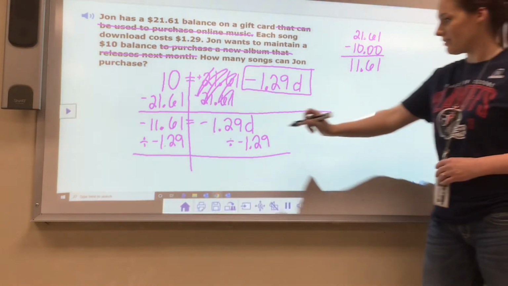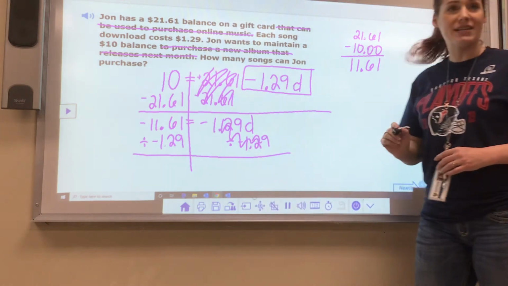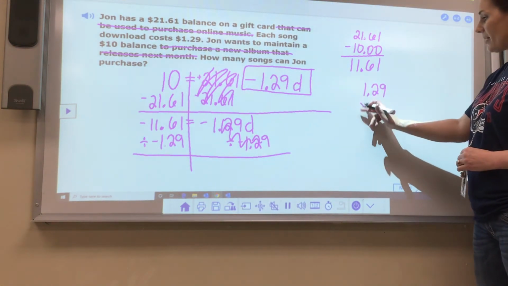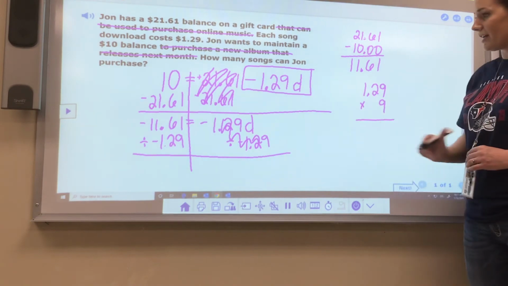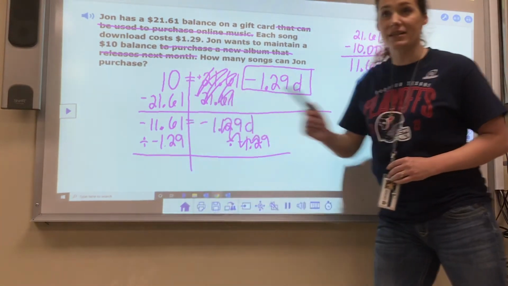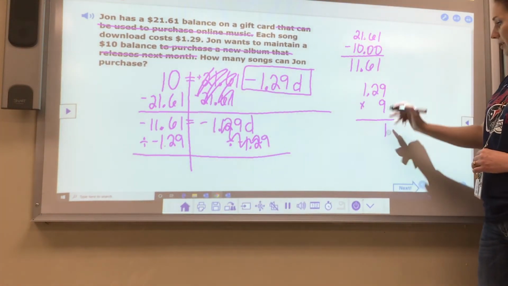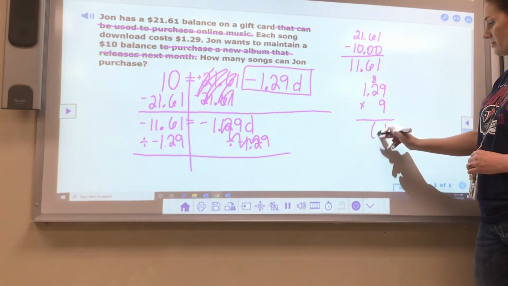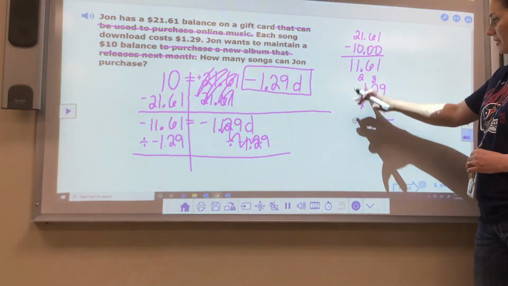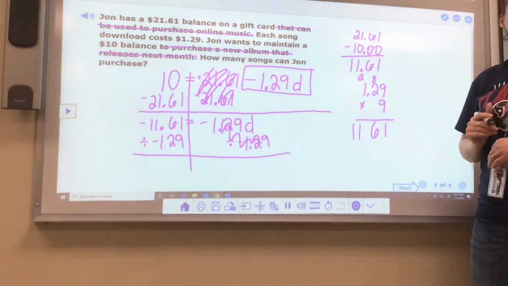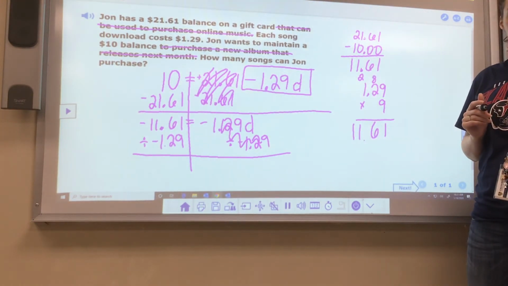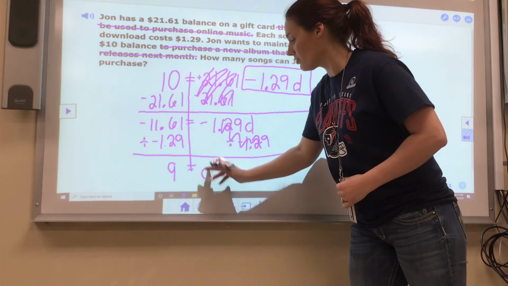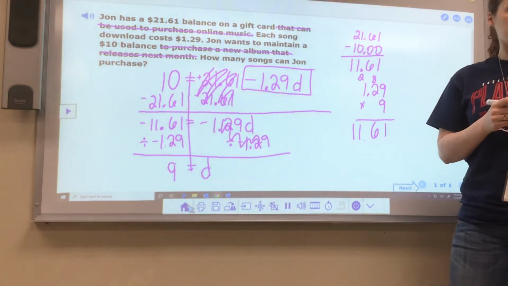It's going to be 9. You think it's 9? Yeah, because 9 times 9 is 81. Okay, so $1.29 times 9. Let's see if that's 11.61. I got 10.81, 18, 26, 9, 11. 11.61. So 9 equals D.